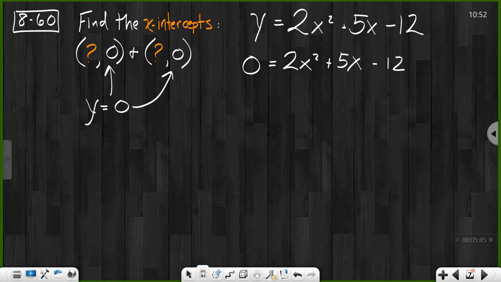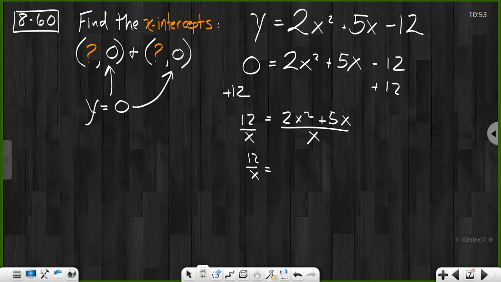At this point, if you're coming back into the video, you've tried to solve for x, and perhaps you did some unique things. Maybe you moved this 12 to the other side, giving 12 equals 2x squared plus 5x. Then maybe you thought, I've got to get rid of that x squared, so I can divide by x, and we get 12 over x equals 2x plus 5. And you try to mess with this, but you find out you get stuck.